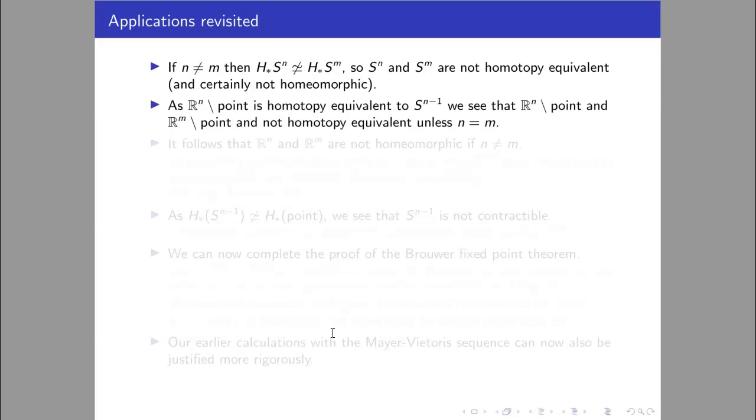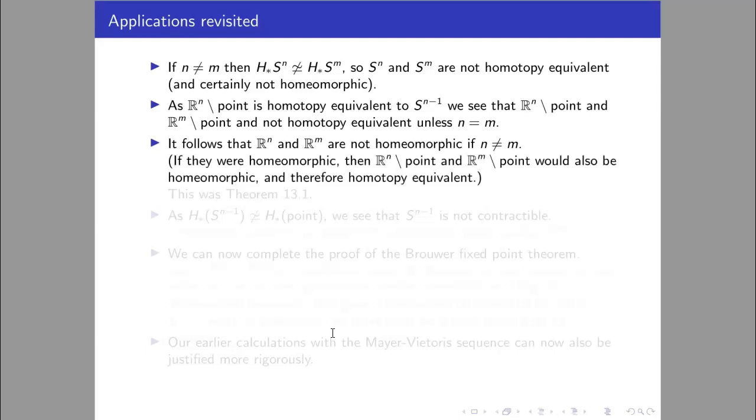As a deduction from that, if you take Rn and remove one single point, then that's homeomorphic to Sn minus 1 crossed with R, and homotopy equivalent to Sn minus 1. And so if Rn less a point and Rm less a point are homotopy equivalent, then Sn minus 1 and Sm minus 1 must be homotopy equivalent, and that can only happen if n equals m. And now it follows from that that Rn and Rm are not homeomorphic if n and m are different.